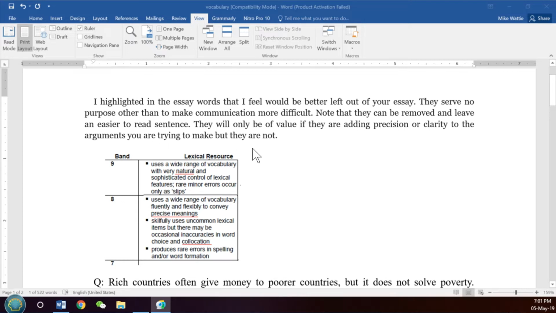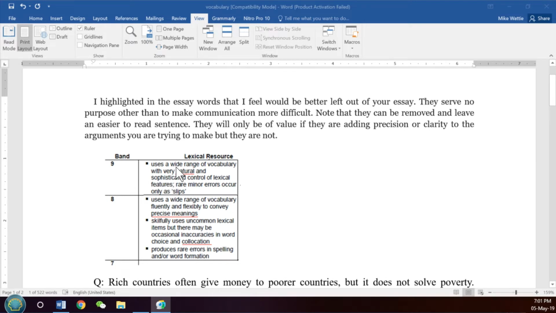Okay, so high-level language should be used to add precision or clarity to something that we're trying to say. That's the purpose of using these sort of high-level, less common words. It's not great if they're just making communication more difficult. Okay, let's look at the grading criteria and see what it says about this a little bit.